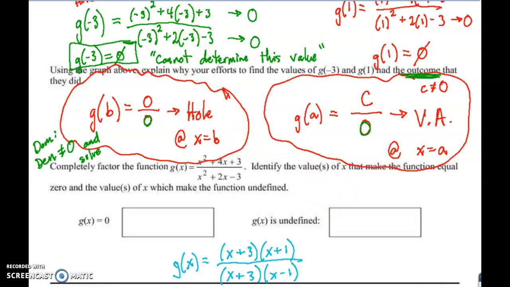What you would notice, or I hope you notice, is the reason why you get a 0 over 0 is because those are the terms that factor out. So here's another hint for you. The factored out term is the clue for a hole.